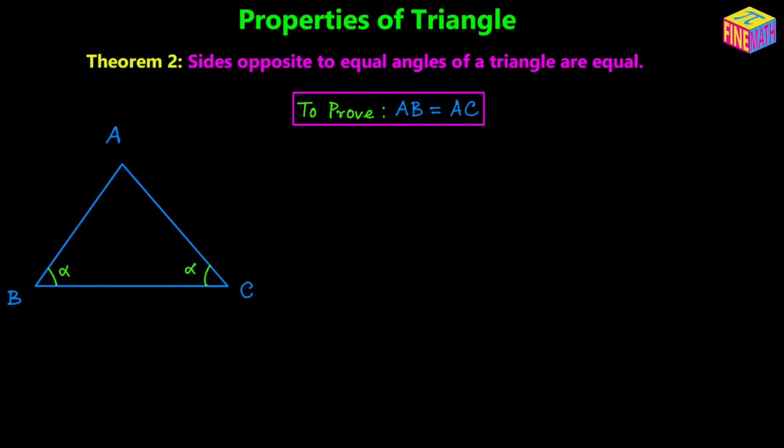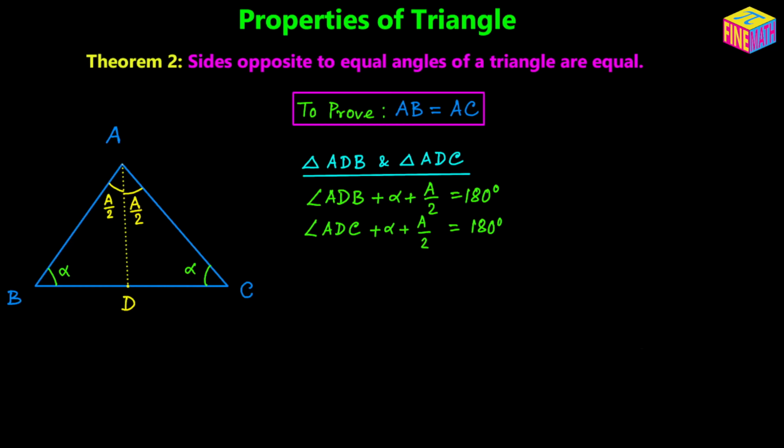Now for us to be able to prove this theorem, we have to draw an angle bisector for the angle A. So let me first draw the angle bisector. Let's assume that AD is the bisector of the angle A. So AD will divide the angle A into two equal halves. Each of them will be A over 2. That means angle BAD and angle CAD will both be equal to A over 2.